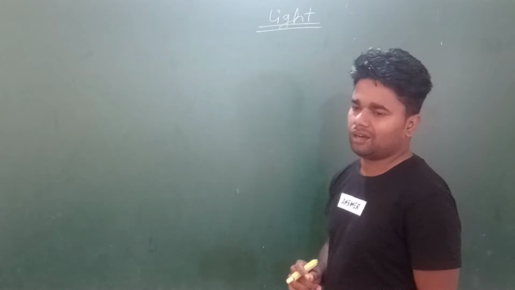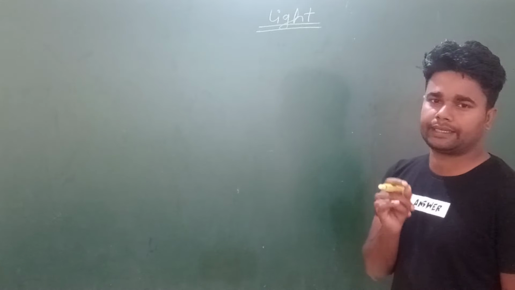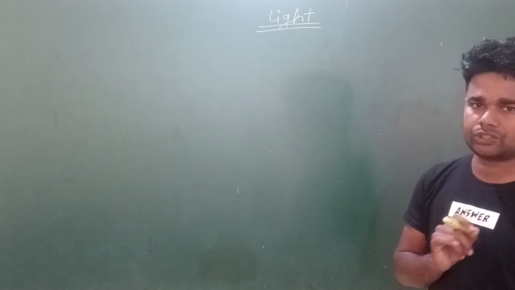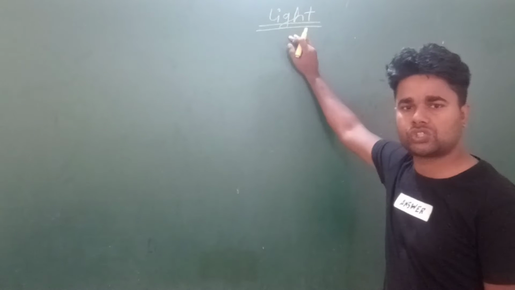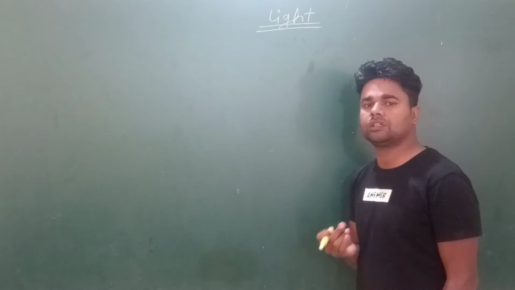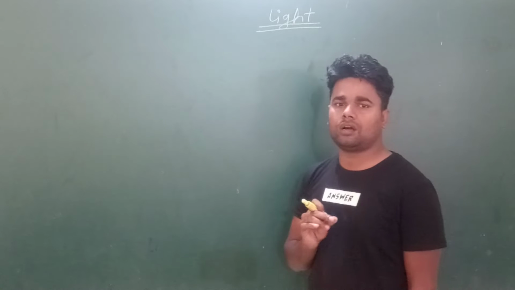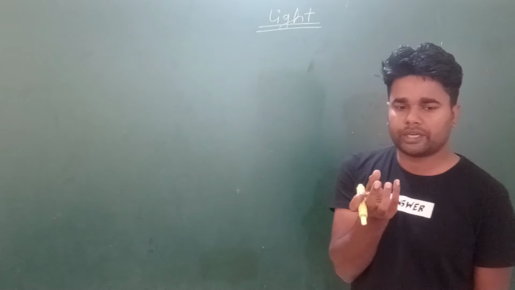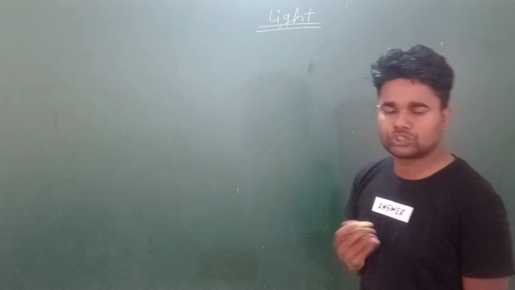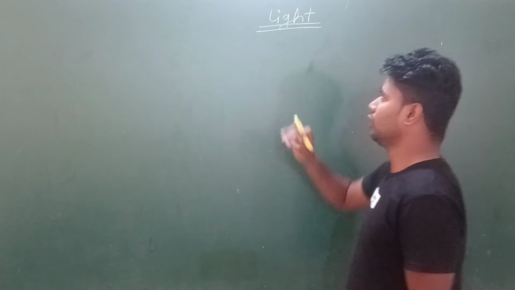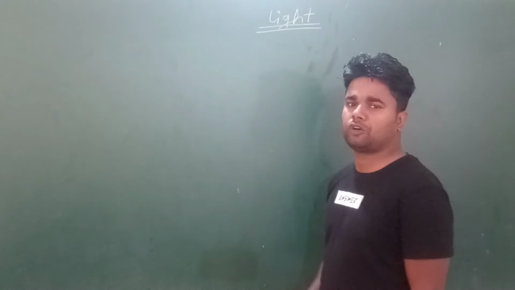So basically, we have the definition of light. What is light? How could we define light? The definition of light: the form of energy which helps us to see the things around us is called light. So today we have to only discuss light.